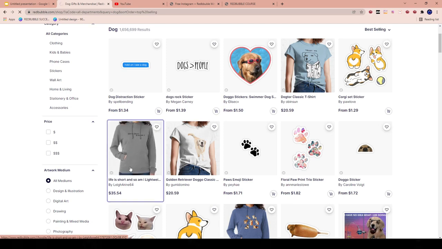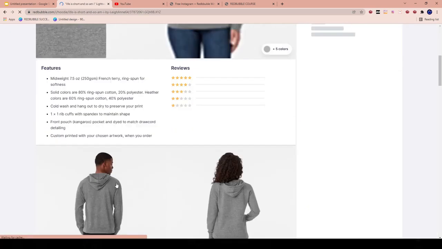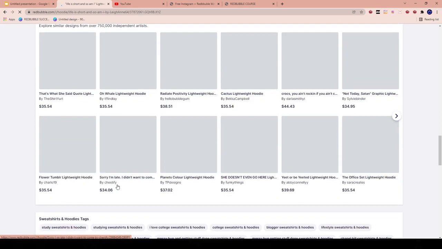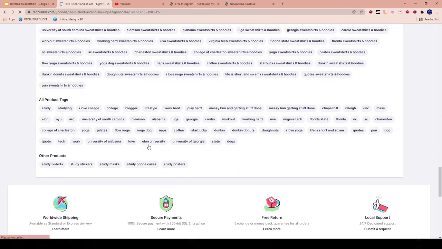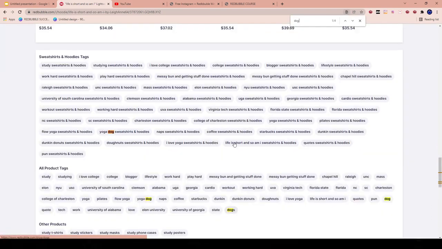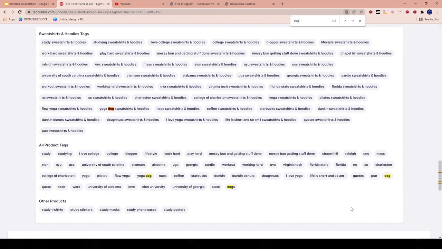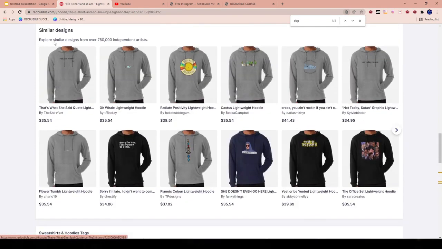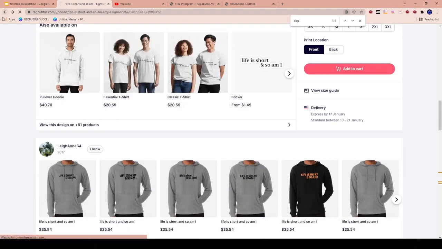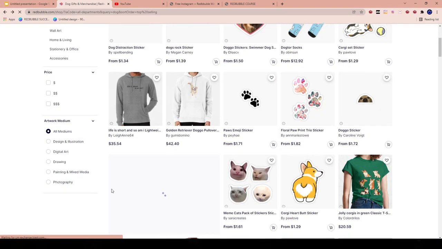All the sales might be coming from a completely different tag, but the reason why it's showing up in the best selling is because it simply generates the most sales. If we actually do Control F here and search for dog, you can see here it says yoga dog on the tag, and dogs also, and also here dog, so it definitely does show up, but that doesn't necessarily mean that it's getting the sales from that specific tag.